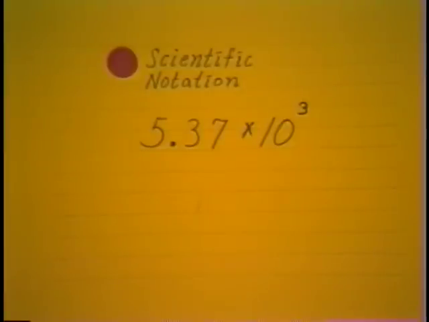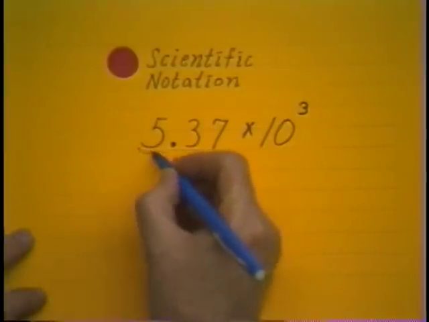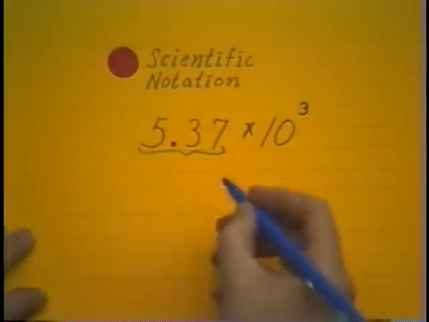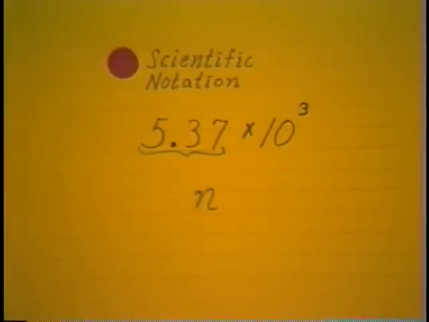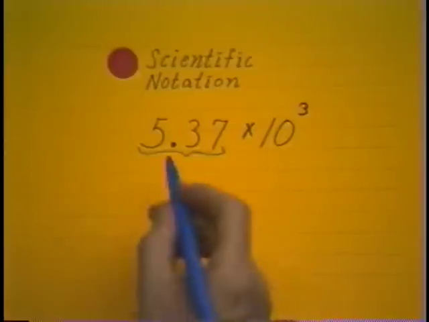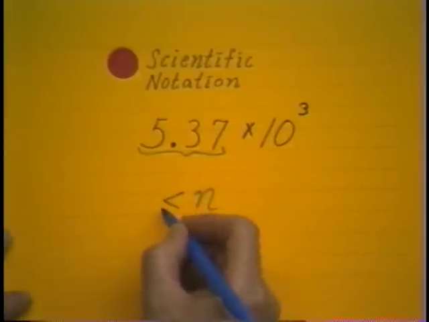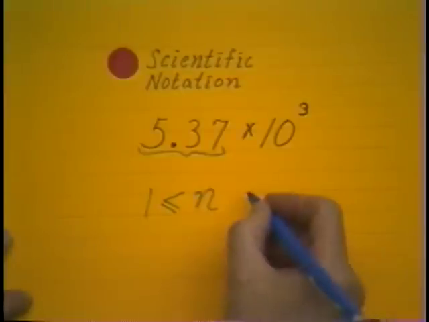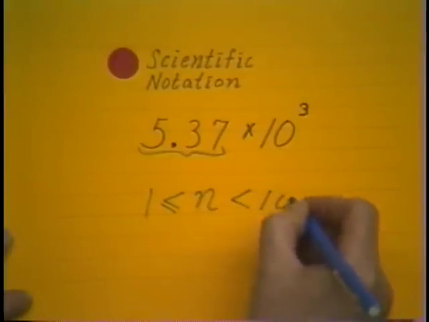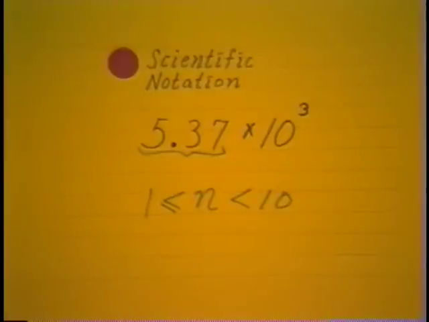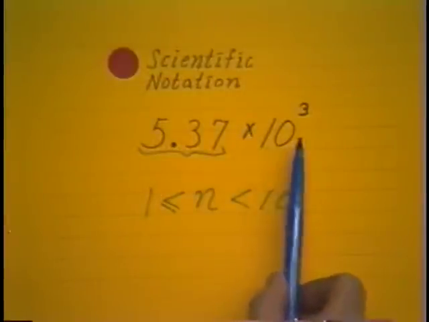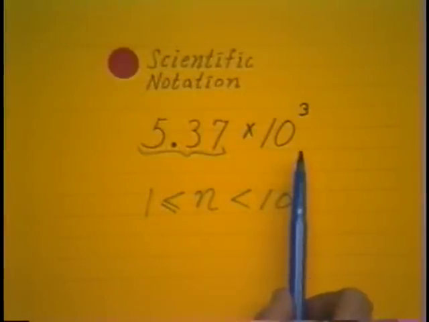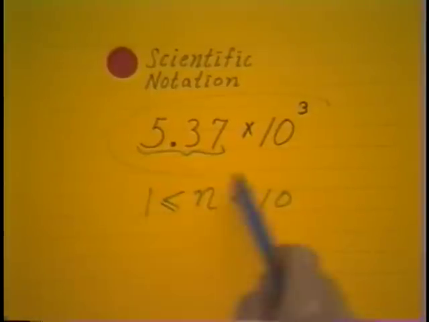Here's a number written in the form that we will refer to from here on out as scientific notation. Anytime you have any number, we'll call that number just n now to stand for any number, where the number itself is greater than or equal to 1 and less than 10, followed by the product of a power of 10, positive or negative, we will call that kind of a number scientific notation.